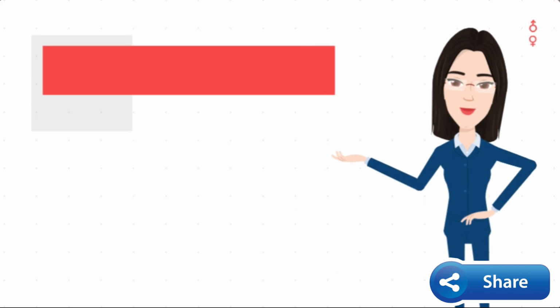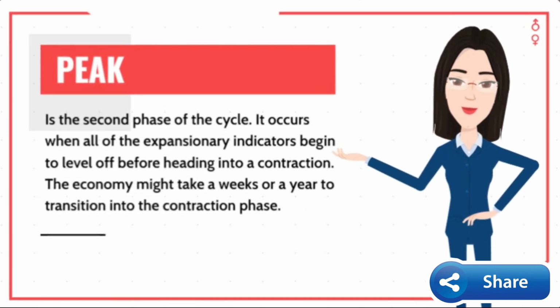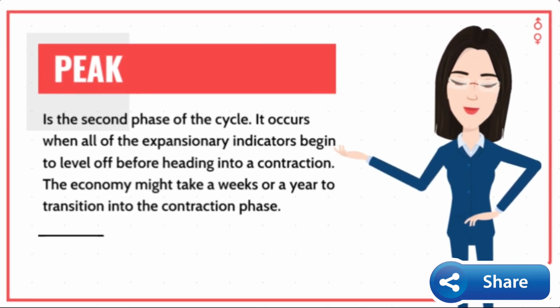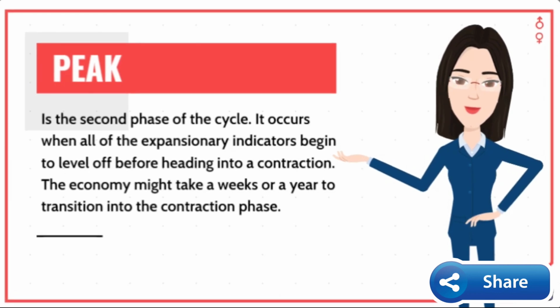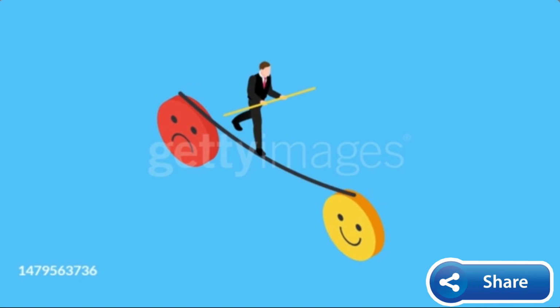Next is peak. The peak is the second phase of the cycle. It occurs when all of the expansionary indicators begin to level off before heading into contraction. The economy might take weeks or a year to transition into the contraction phase. The GDP growth rate falls below 2% and continues to decline. The peak is displayed on a graph as the highest portion of the curve before moving downward.